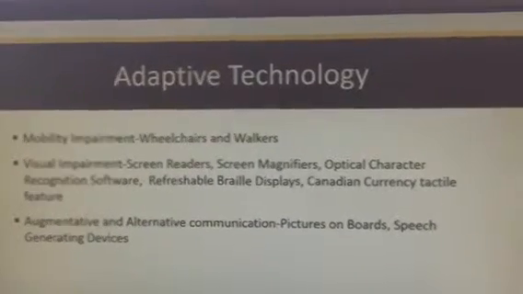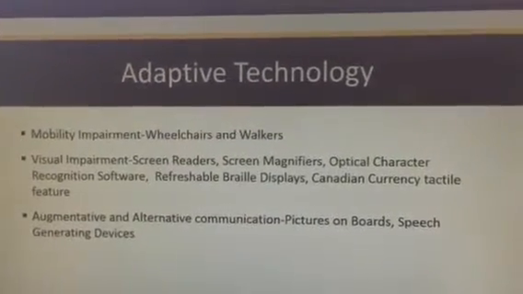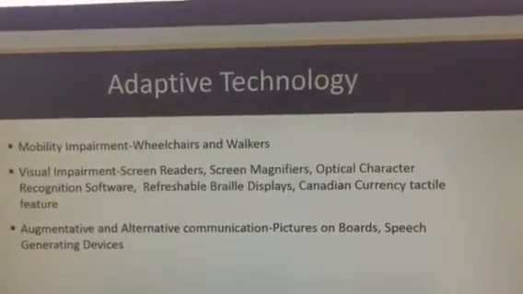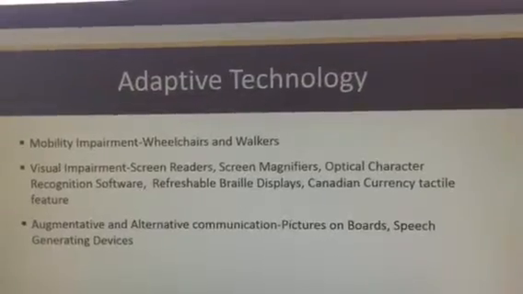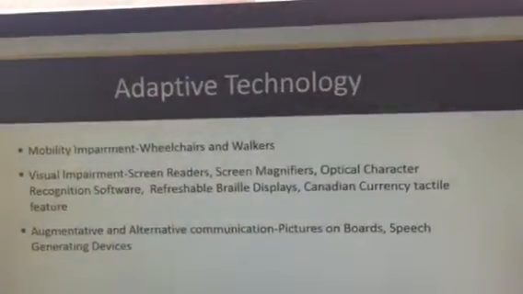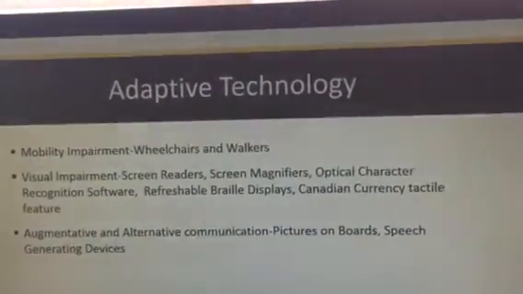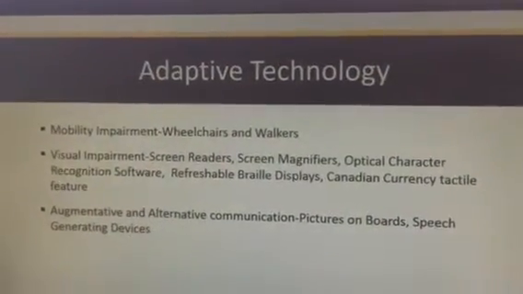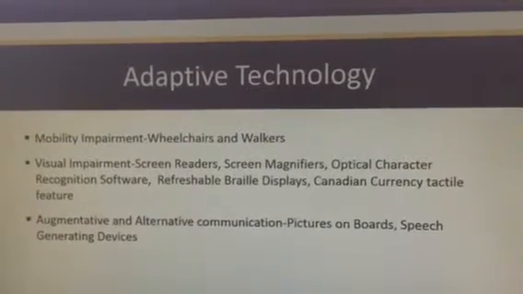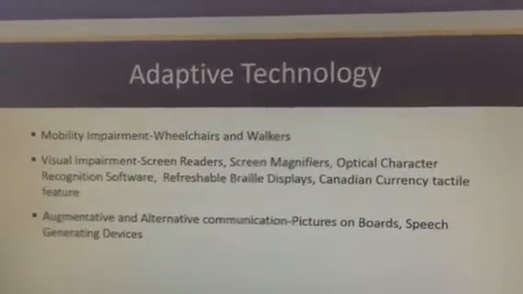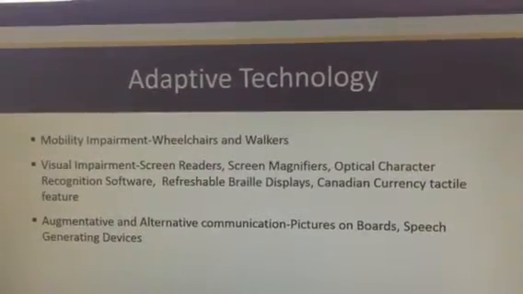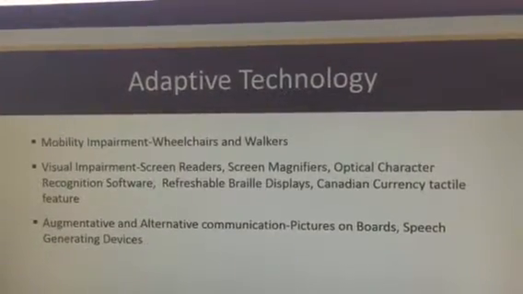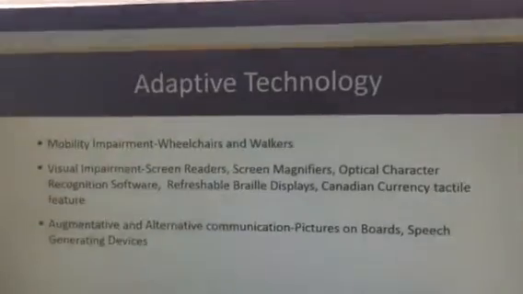And then for visual impairment, some adaptive technology are screen readers, screen magnifiers, optical character recognition software, refreshable braille displays, and there's something called a Canadian currency tactile feature. This is actually a system of raised dots in one corner based on braille cells, but not standard braille. So those are some of the things that are available for visual impairment.